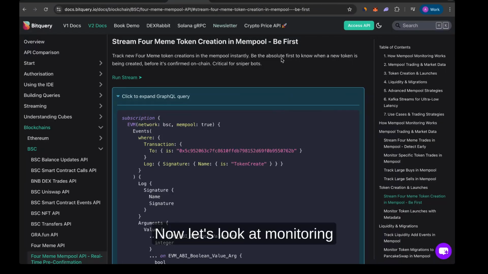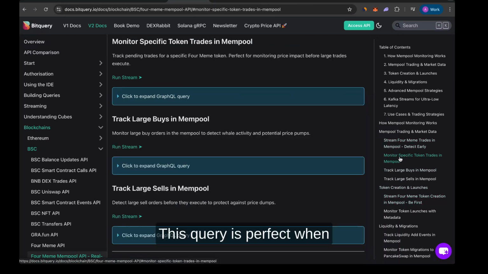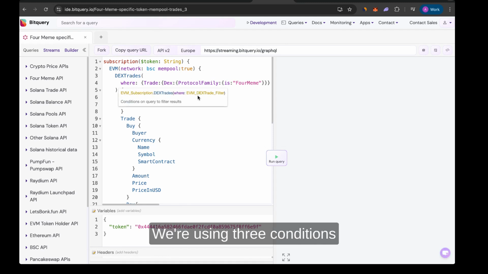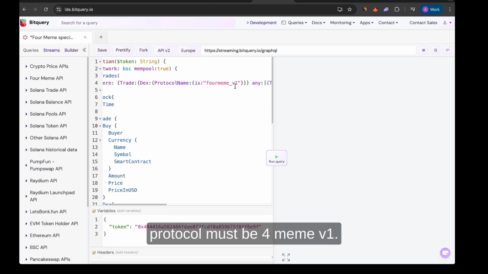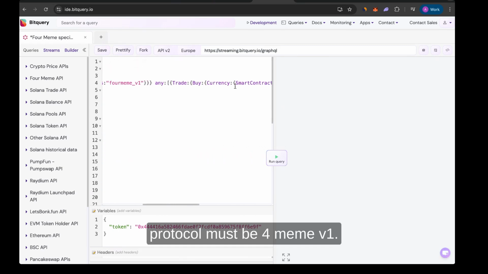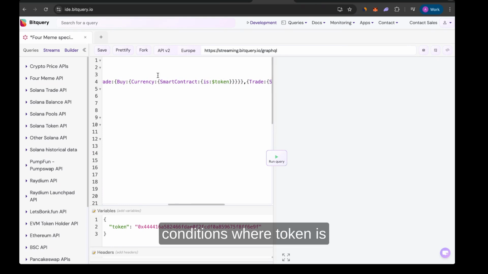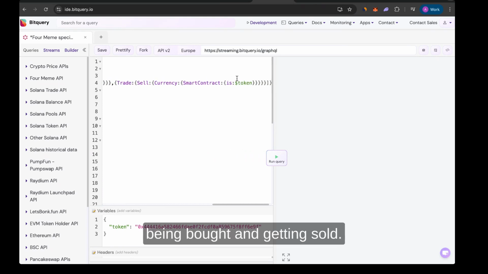Now let's look at monitoring trades for a specific token in the mempool. This query is perfect when you've identified a token and want to track all pending trades before they execute. The structure. Again, we have mempool true enabled. But notice the filtering. We're using 3 conditions. Protocol must be Four.Meme v1. This captures both buy and sell trades, as we have used any in the filter, to mention both conditions where token is being bought and getting sold.